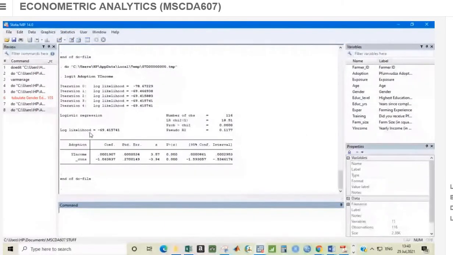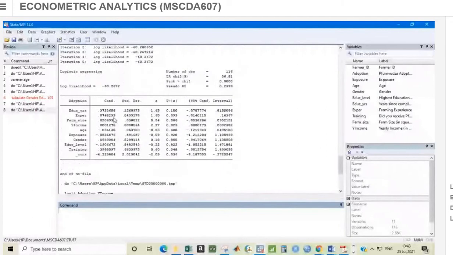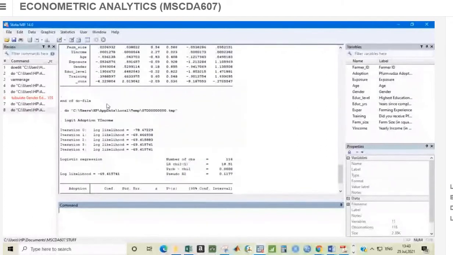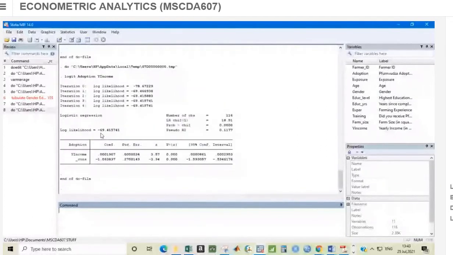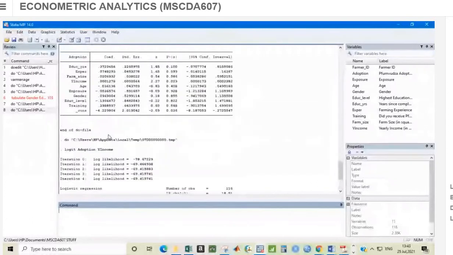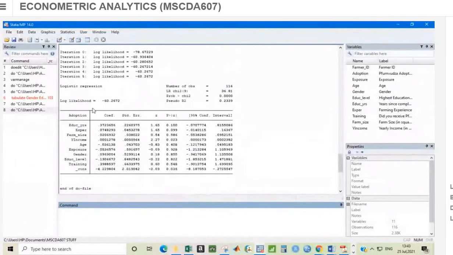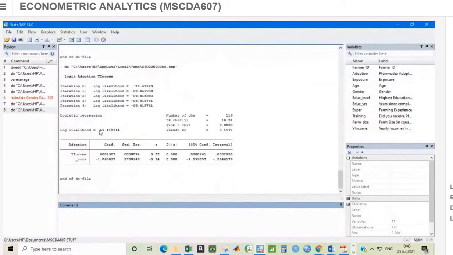The log likelihood has now gone up. It was minus 60, now it has actually gone down. So overall, this model and this other model, this is even better. Why? Because the maximum likelihood estimate here is minus 60. Here it has gone down to minus 69. And even the pseudo R square here, it is again going down.